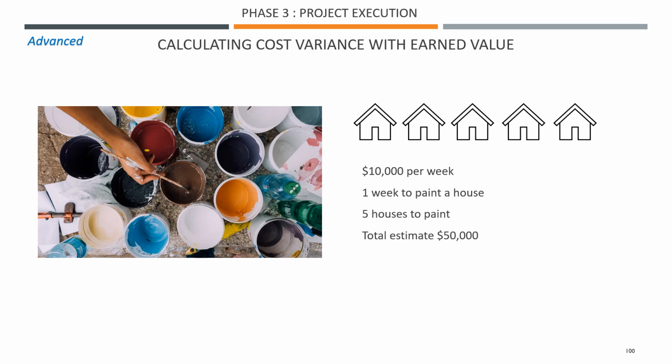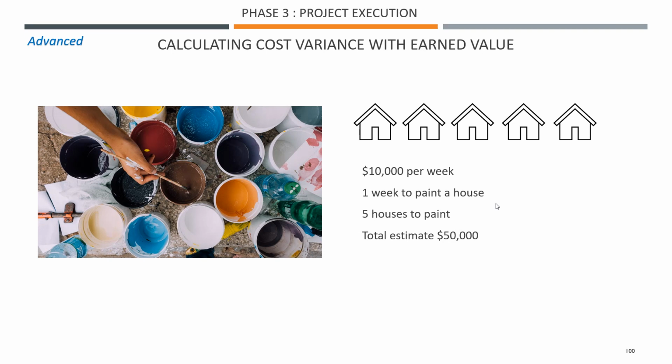Example. We have 5 houses to paint. This is our project. We have a contractor. We pay him $10,000 per week. And he or she tells us there's 1 week to paint 1 house. So you have 5 houses to paint. Your total estimate is $50,000.